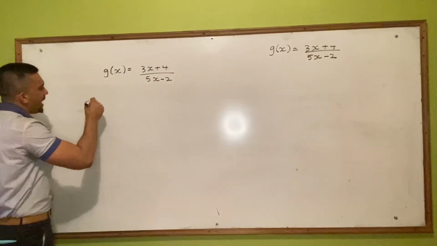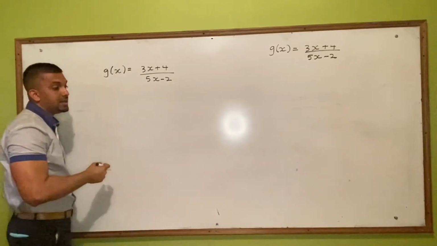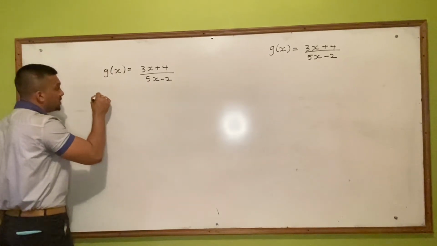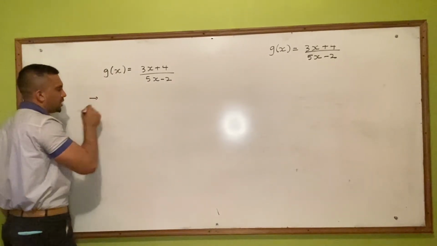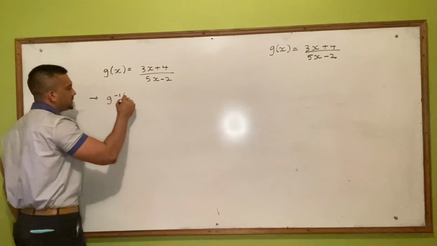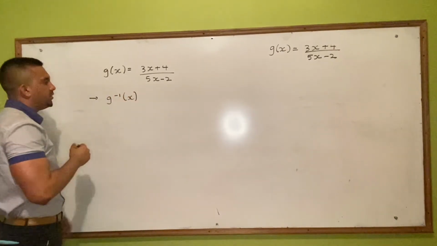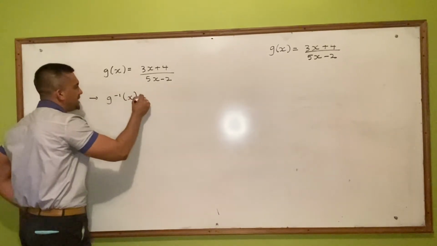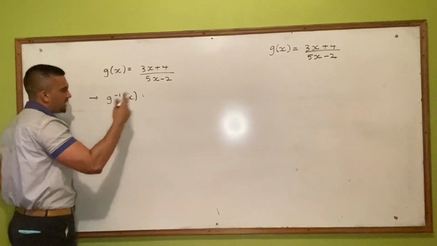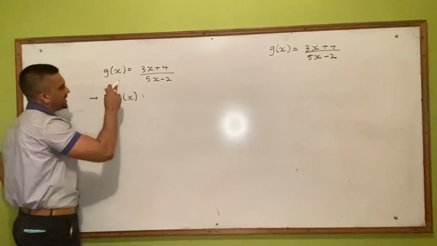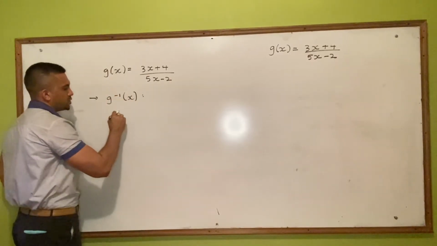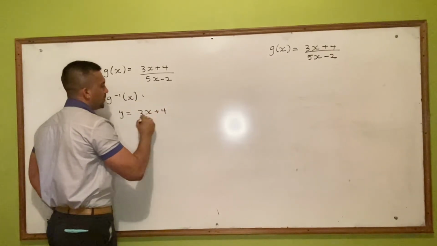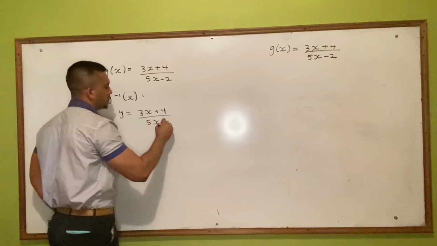And the first thing they can ask us to find, on the same subject of finding the inverse, you can find the inverse of any function. Let's say you want to find the inverse of this particular function. You want to find g inverse of x. Now to find g inverse of x, you follow the same steps. As illustrated before, the first step is you let y be equal to the function. So let y be equal to 3x plus 4 all over 5x minus 2.